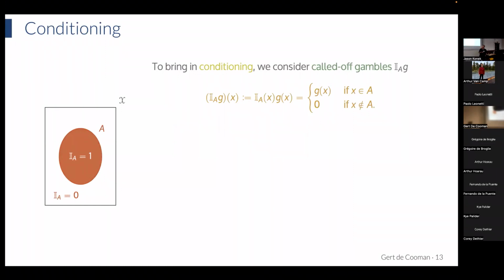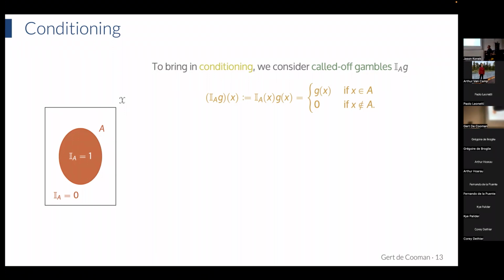Right. Conditioning then. So now we've done simple statements. What I'm going to do now is go to conditional statements. We're going to bring in conditioning, and the idea is very basic, very simple. To bring in conditioning, I will introduce the notion of a called-off gamble. And I think this is an idea that goes back to Bruno de Finetti. Bruno de Finetti was one of the first to introduce the notion of a called-off gamble in order to look at conditioning.